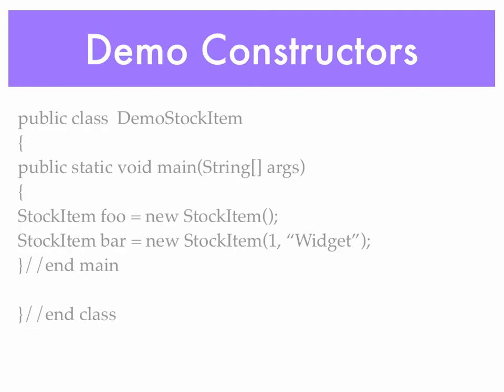Now, here we'll demonstrate constructors, remembering that we have those constructors in our StockItem. Here's a class DemoStockItem. Within our main method, we are creating two instances of the class StockItem. The first, foo, is created by calling the default constructor. The second, bar, is created by calling the non-default constructor that looks for an int and then a String to be passed into it. Here we've created two instances of the class StockItem, one named foo, one named bar. One was created through calling the default constructor, the other by calling the non-default constructor, passing the arguments as expected, an int and then a String.